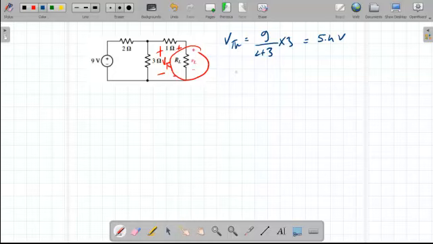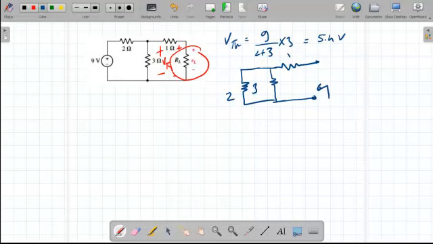For R Thevenin, we just kill all the sources, so we will get 2 ohm, 3 ohm, and also 1 ohm. So 2, 3, and 1. So this is R Thevenin. R Thevenin will equal 2 in parallel with 3 ohm, plus 1, so it will equal 2.2 ohm.